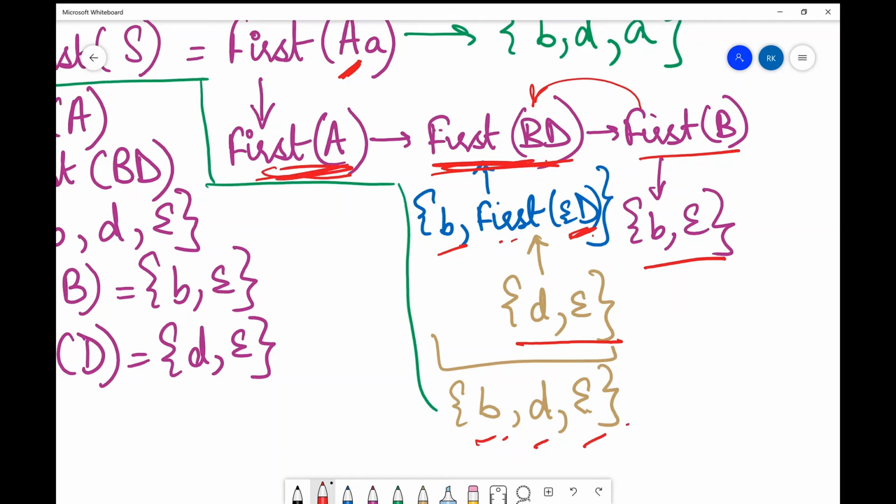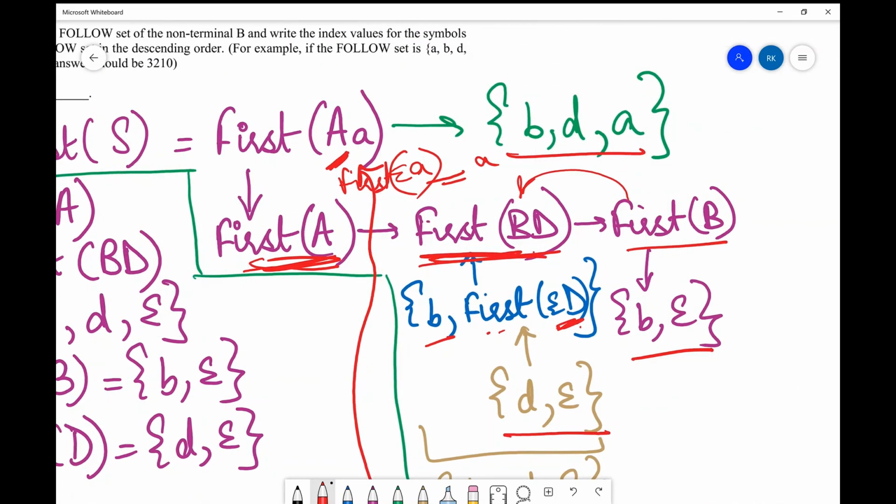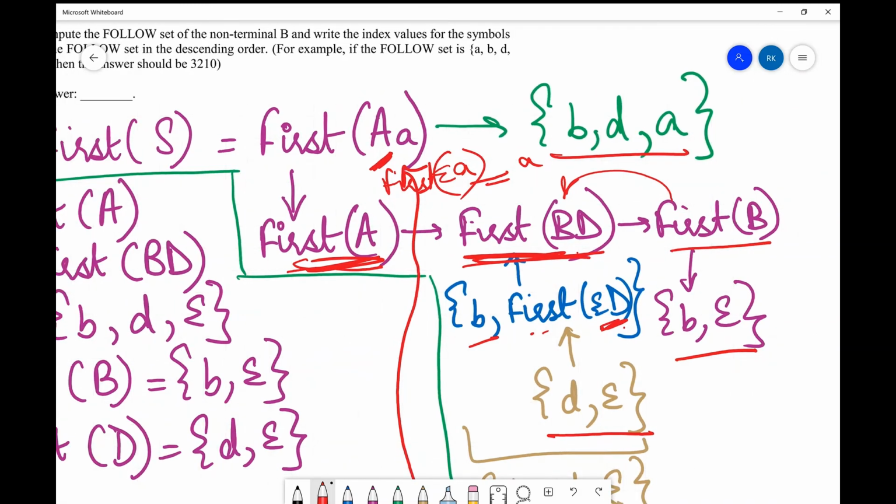You put this entire thing back over here. Now it becomes B, D and for epsilon it will become first of epsilon A, which is nothing but first of A, which is A. So the answer becomes B, D, A. So first of AA is BDA and similarly first of S is BDA.